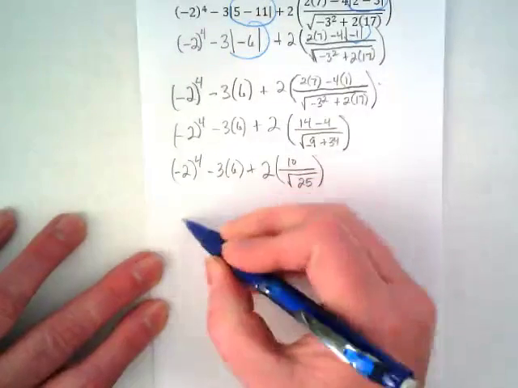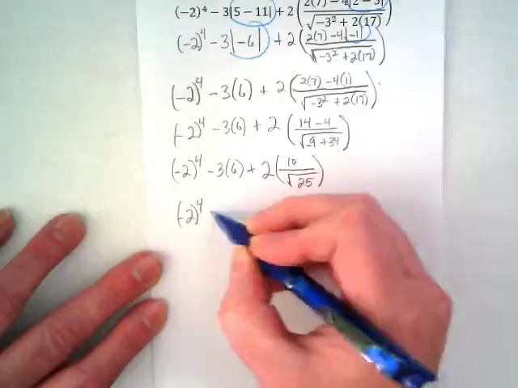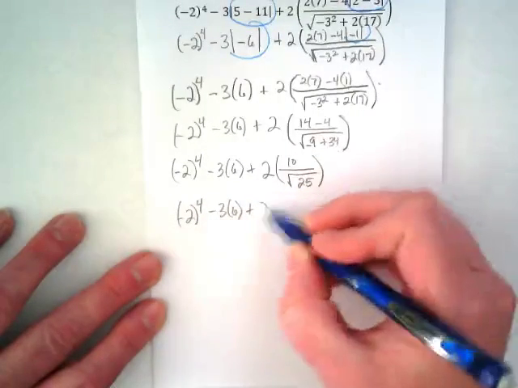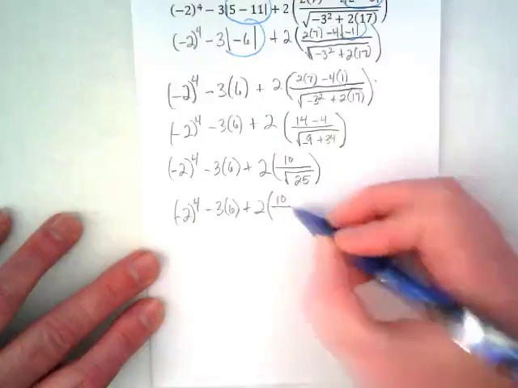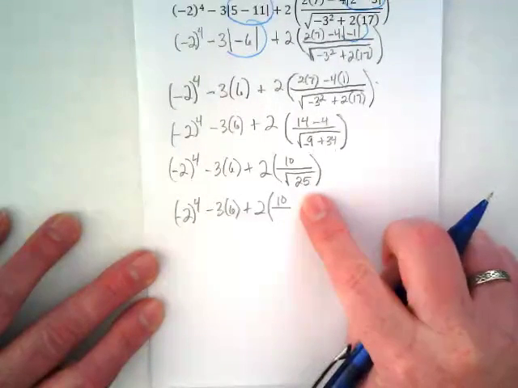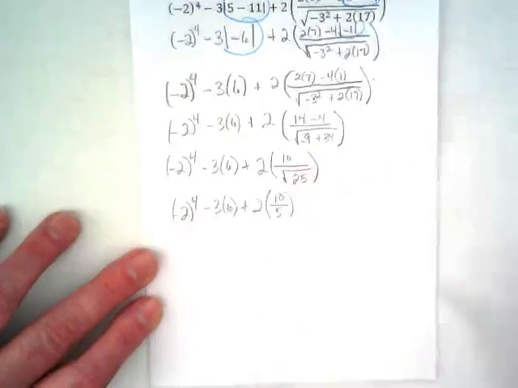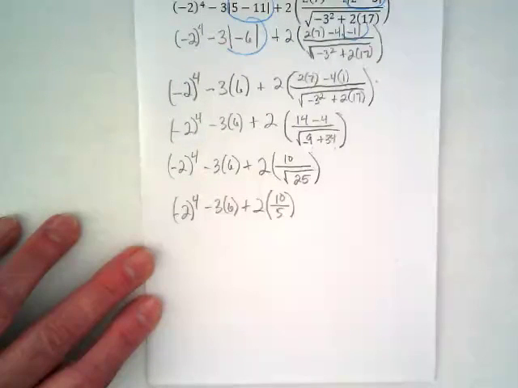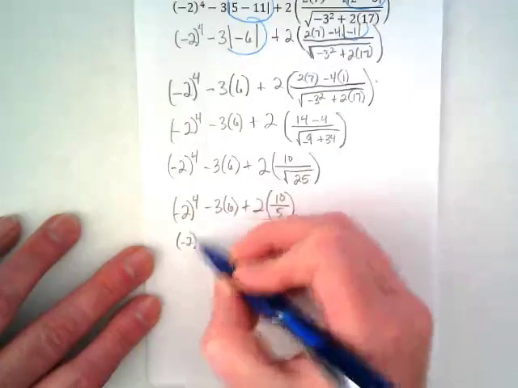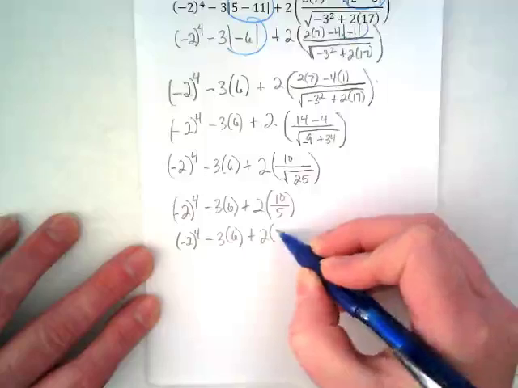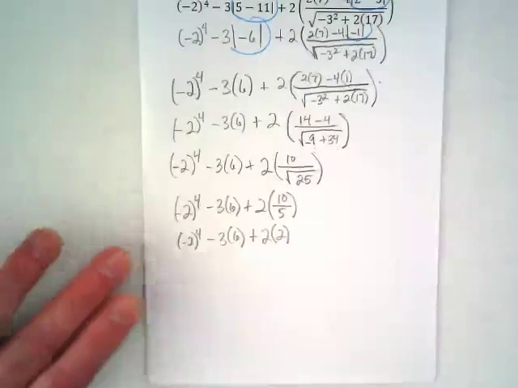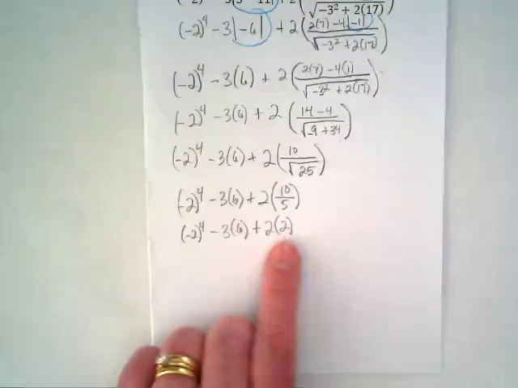Okay. So still again, -2 in parentheses to the 4th power, -3 times 6 plus 2. We're gonna keep the 10 as it is. We're gonna simplify the grouping symbol that's inside the grouping symbol. What is the square root of 25? 5. Okay. One more time, -2 to the 4th power, -3 times 6 plus 2 times what? 2. And now I can finally do the exponent, because this is just multiplication now.